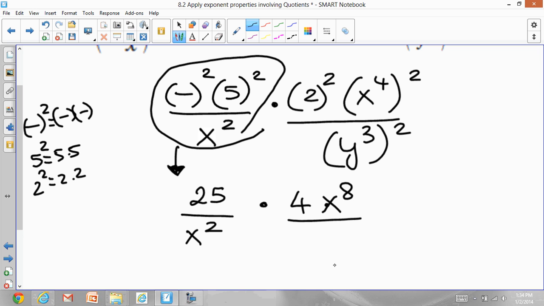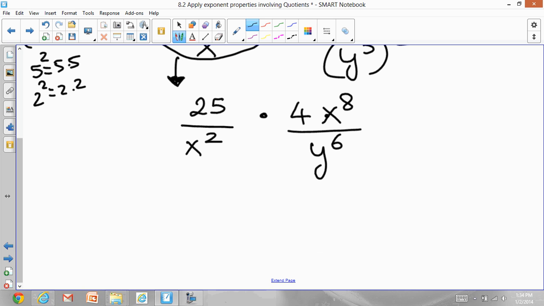Now let's focus on the denominator. Y gets the power of 6. Power of the power. So you multiply. 3 times 2 is 6. So now comes the last step. You need to simplify. 25 times 4 gives you 100. You multiply the numbers if they are on the same level. So you get x to the power of 8, denominator x squared, y6.